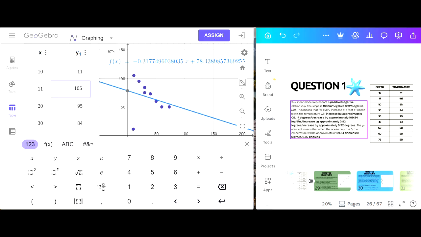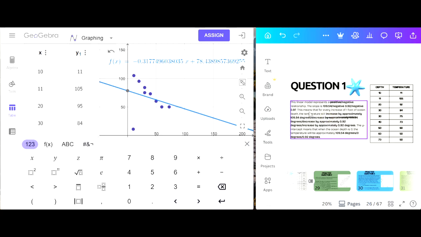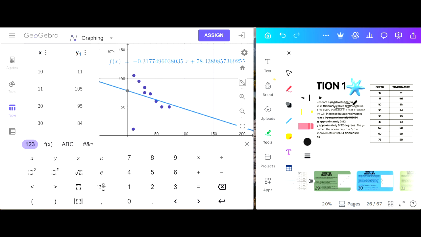Anyway, this means that for every increase of 1 foot of ocean depth, the temperature will likely increase or decrease. Okay, well, it's obviously not going to change by 100 and something degrees. That's ridiculous. So it's going to get colder the further you go down in the ocean, so it's going to decrease by about 0.92 degrees. So that's going to be your answer up here. It's going to be negative 0.092, and it's going to decrease by approximately 0.92.